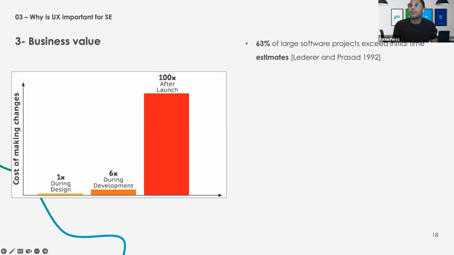62% of large software projects exceed the initial time estimates. This is because if we are not sure what is the product that we need to build and how it will behave, it's probable that we misestimate how much time and money it will take to build that. Every $1 invested in usability has a 10 to 1 return in dollars, and this is because of this. Everything that you invest here, you save here.